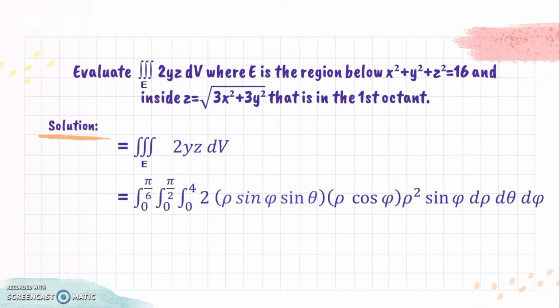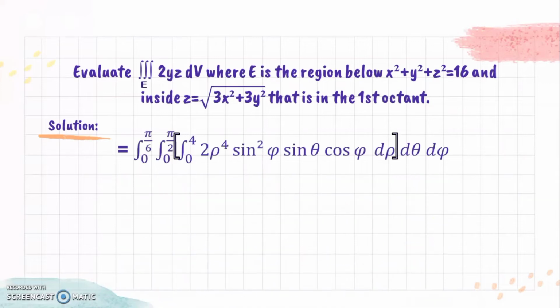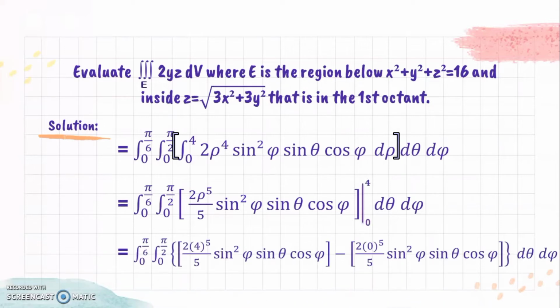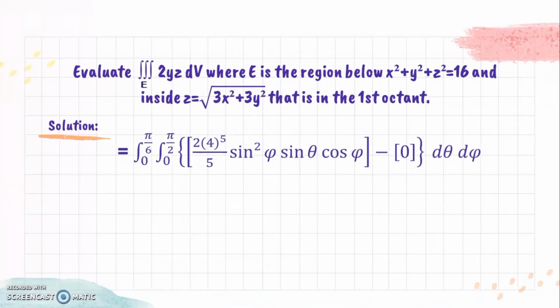Notice that as we are dealing with spherical coordinates, 2yz was also converted. So let's just further simplify this and integrate the innermost part. Since we are integrating with respect to rho, we will treat this as constants. So the integral of rho raised to 4 is rho raised to 5 over 5. So evaluating 2 rho raised to 5 over 5 sine squared phi sine theta cosine phi from 0 to 4, we will have this. However, since evaluating the lower limit will just give us 0, let's just focus on evaluating the upper limit.